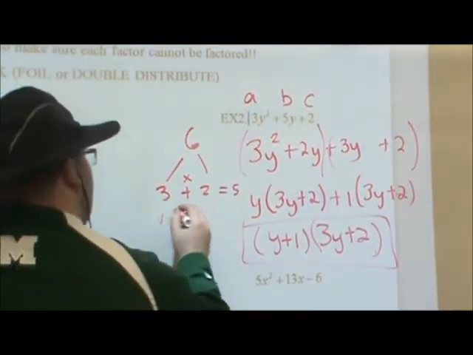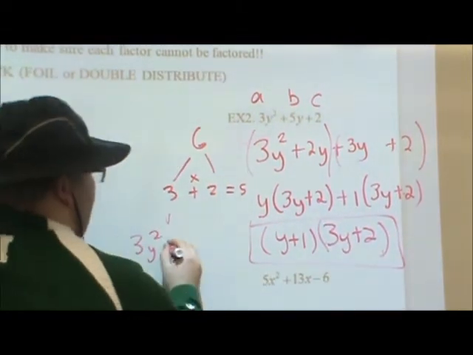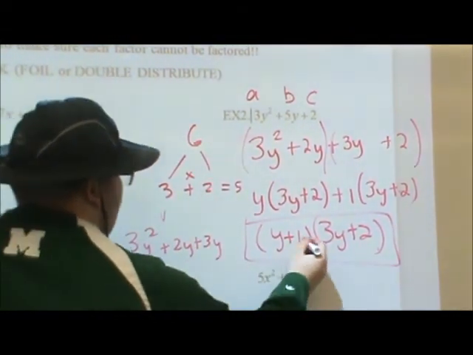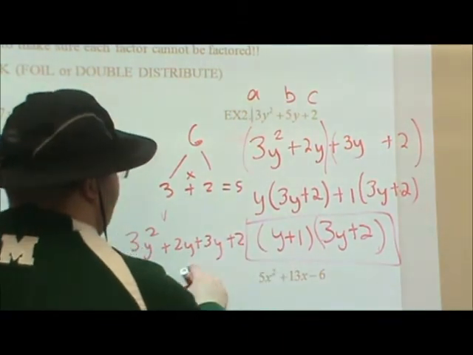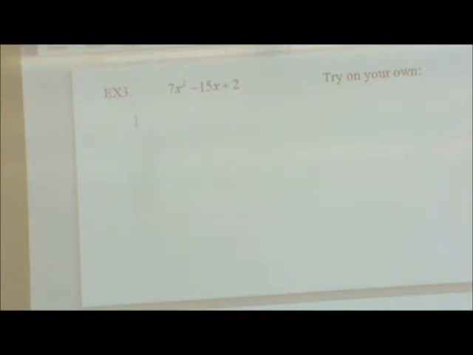Let's check. We FOIL 3y squared, 2y, 3y, 2. And sure enough, when you combine your middle terms, it matches. Okay, let's look at the third example together.